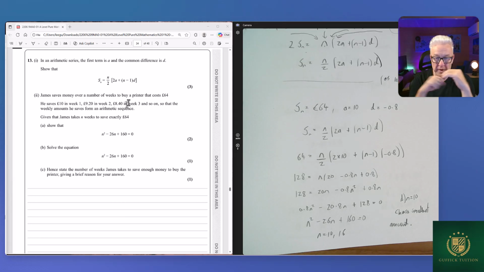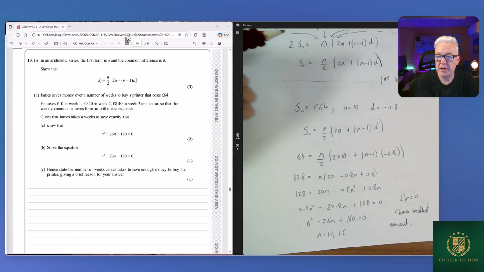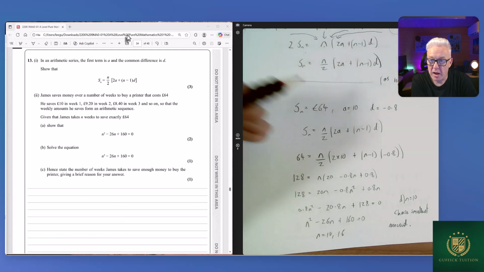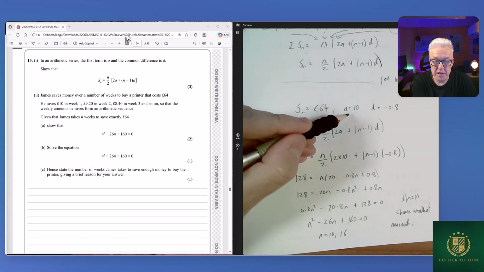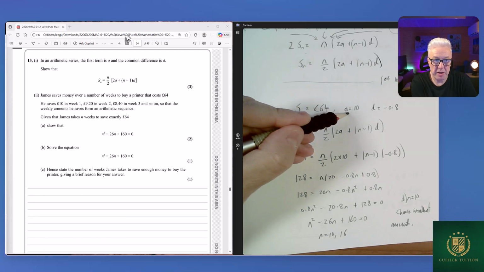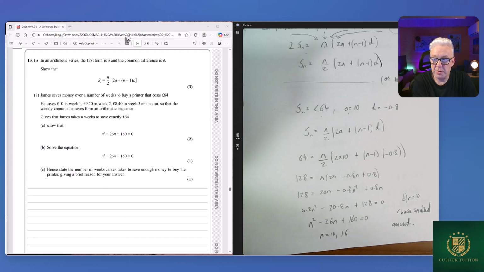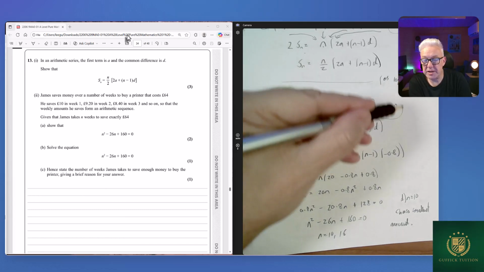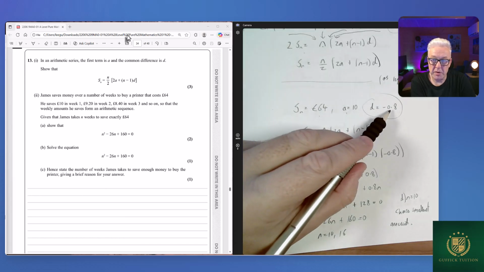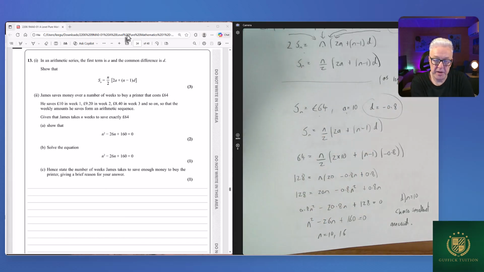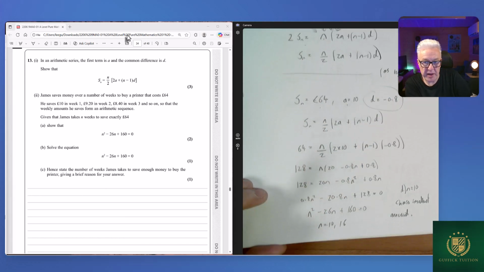Okay, what we've got here is the sum of an arithmetic series. So we're going to think about our sum is 64, our first term is £10, that's what James saves in week 1, and you'll notice he's saving 80 pence less each week. So our common difference is minus 80p, which is minus 0.8, in pounds. So we can sub everything into the formula now.